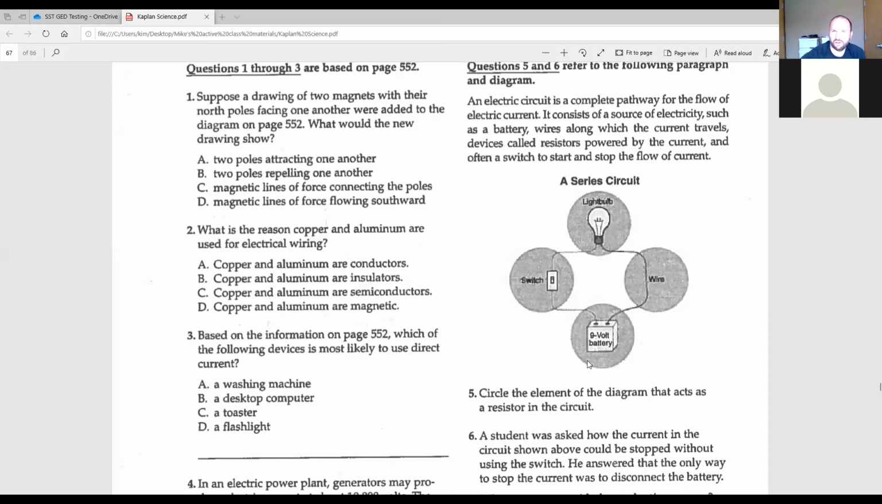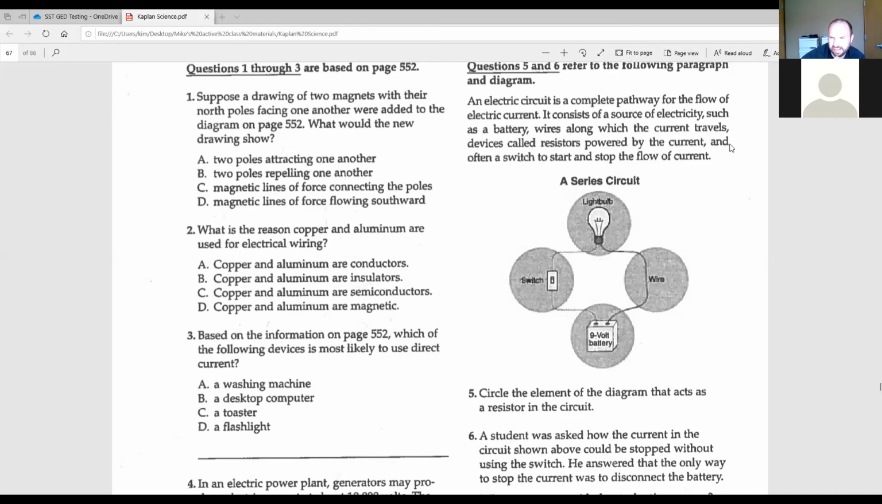Okay? So the 4 components of an electric circuit are a source of electricity, such as a battery. So battery, that's the first thing. That's not a resistor because it's the source. Then it says wires along which the current travels. So wires, so it's not this. So it's not battery and it's not wires. It says devices called resistors powered by the current. So that's what we're looking for. So it's either the light bulb or the switch.